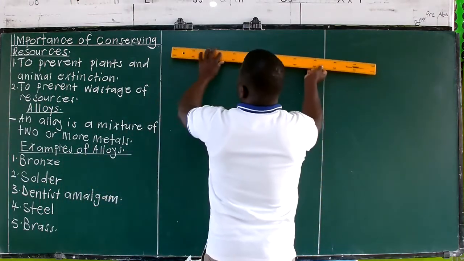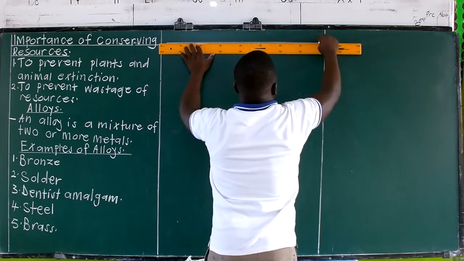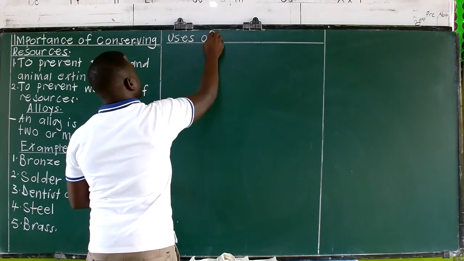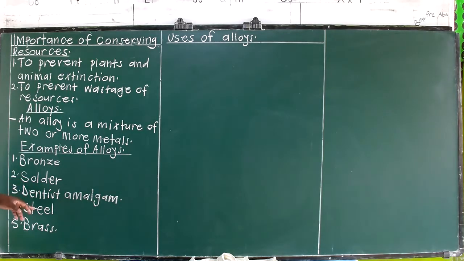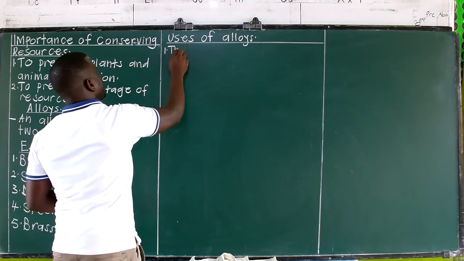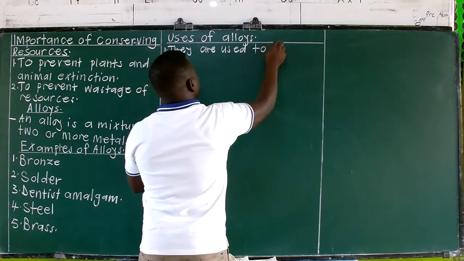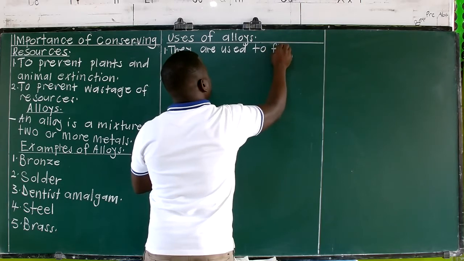Maybe we have a look at uses of alloys. One, alloys like dentist amalgam are used to fill cavities in our teeth.